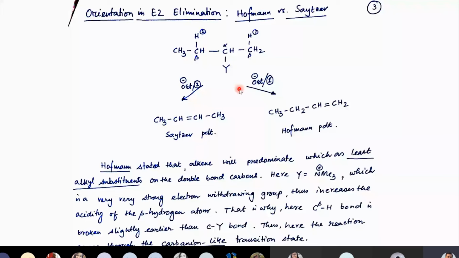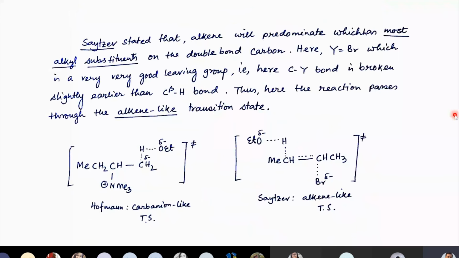Now let's see what happened to the Saytzeff product. Saytzeff says that the alkene will form which has the most alkyl substituents. This one, I mean this one. So why will this form? Here Y equals bromine, which is a very good leaving group. When it is a good leaving group, here the C-Y bond is broken slightly earlier than the C-H bond. Thus, here the reaction passes through an alkene-like transition state.